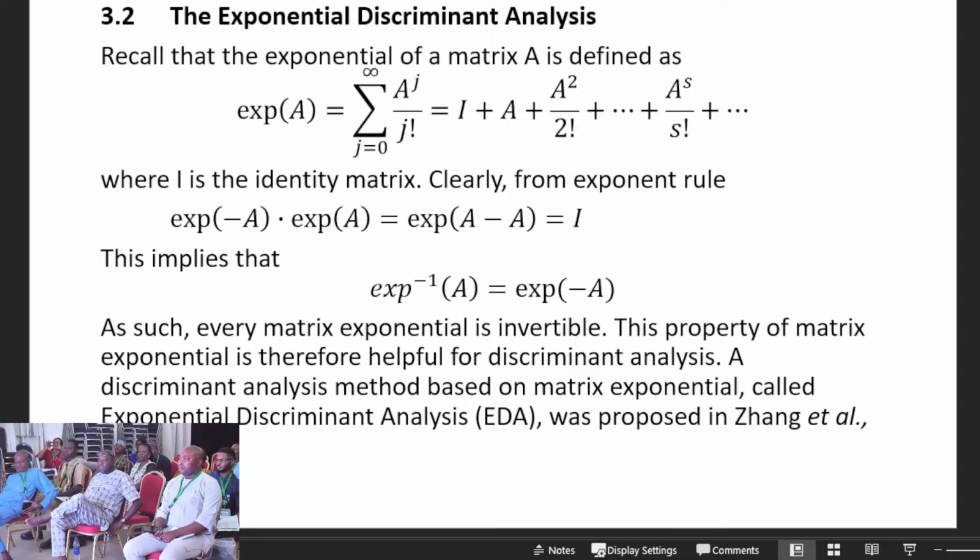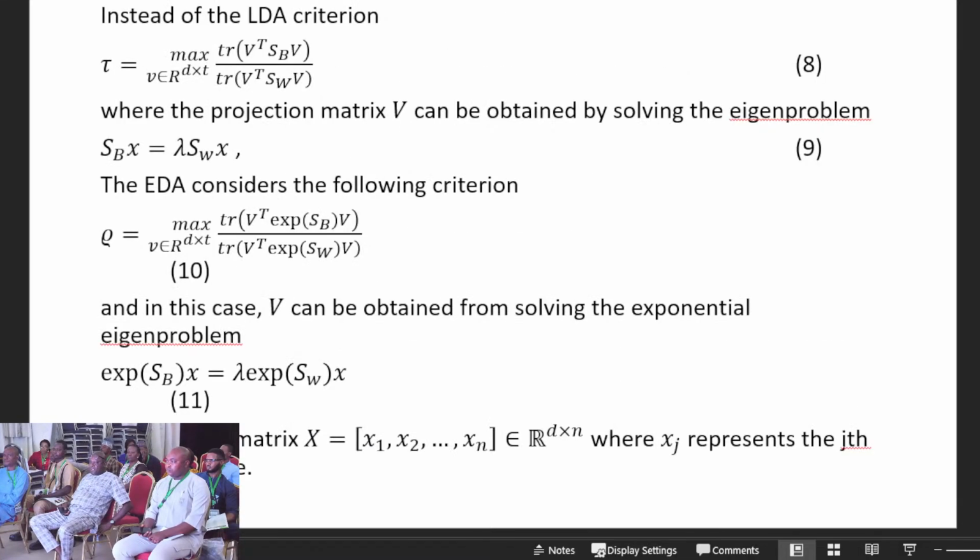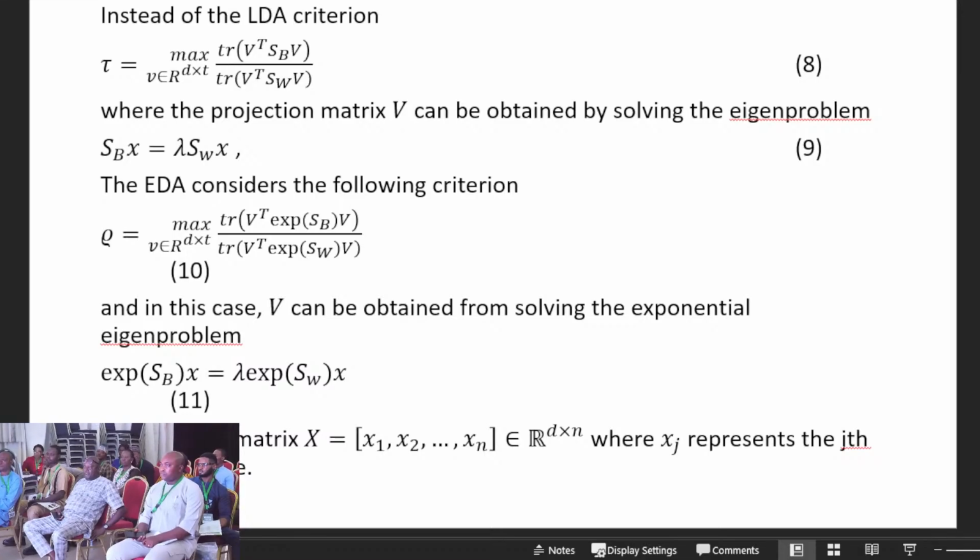From this description here, every matrix exponential has an inverse, because we see that exponential of minus A times exponential of A can be written as exponential of A minus A, which is I. That's to say that exponential of minus A is the inverse of exponential of A. And so the exponential discriminant analysis leverages this exponential property to bypass the problem of singularity. And that makes it better than the original LDA, which is the linear discriminant analysis.